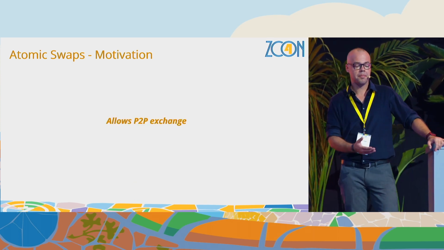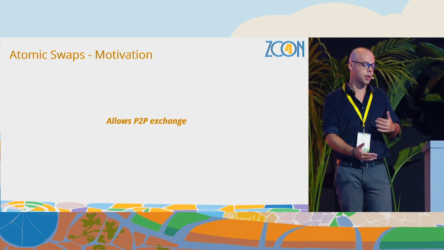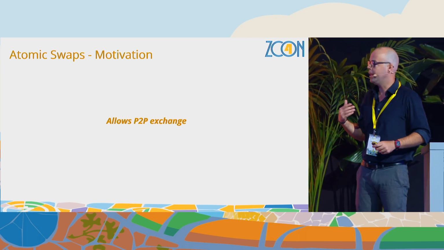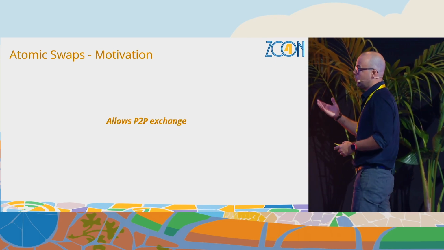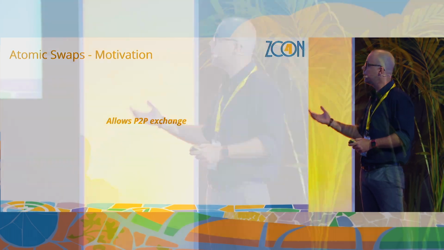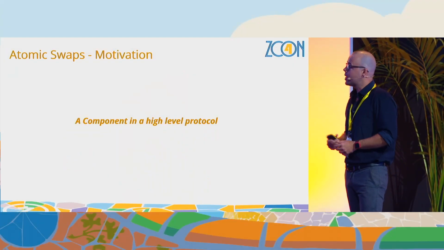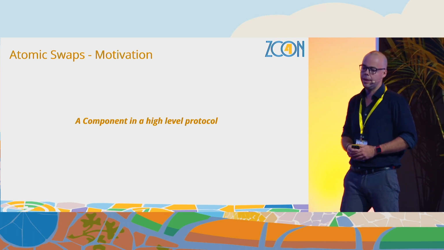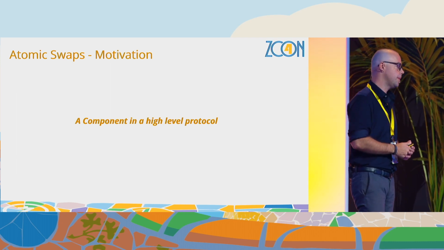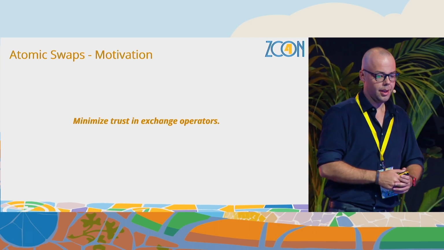In addition, atomic swap will allow us peer-to-peer exchange. For example, me and Constance, we want to trade. We don't have to trust each other. We will have a mechanism for providing security for peer-to-peer exchange. Atomic swaps might be part of some higher-level protocol, and we will see an example in a moment. And of course, we want to minimize trust in exchange operators.